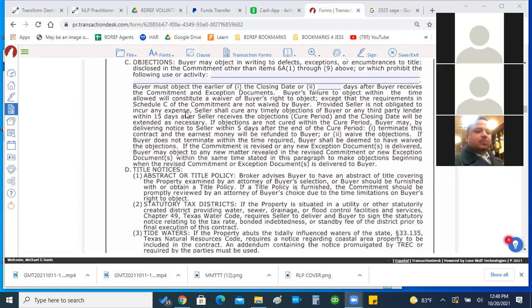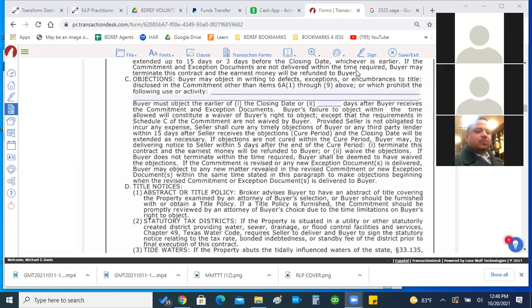All right, so this one, objections, just pretty much says once the buyer receives the title commitment, then they can object within a certain amount of days if there are any exceptions or encumbrances to the title. And right here, you can leave this blank because it said buyer must object the earlier of the closing date or. So you want the closing date. You want to give the buyer as much time as possible. You don't want them to have to make that decision sooner. So we can leave this blank.